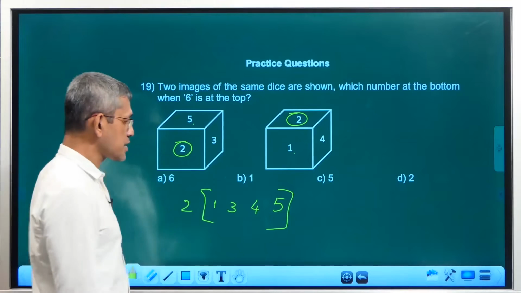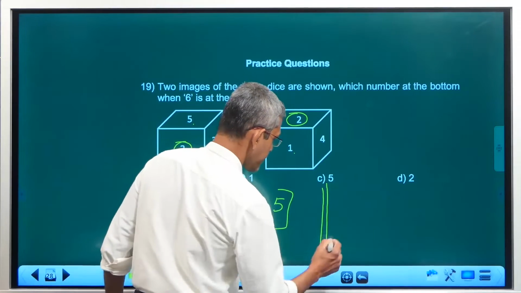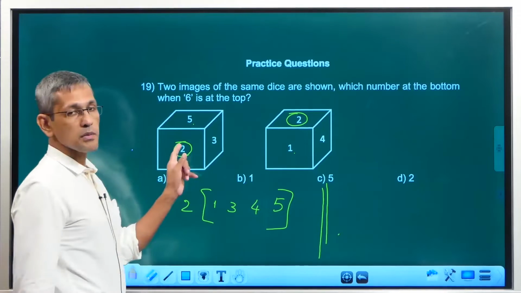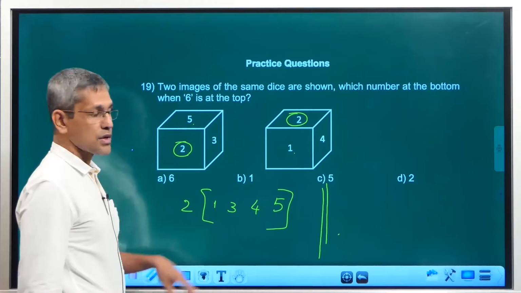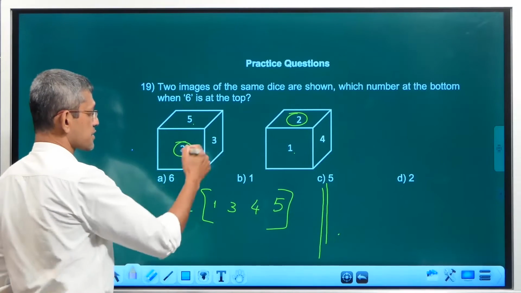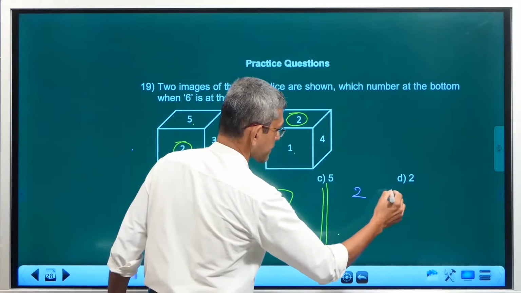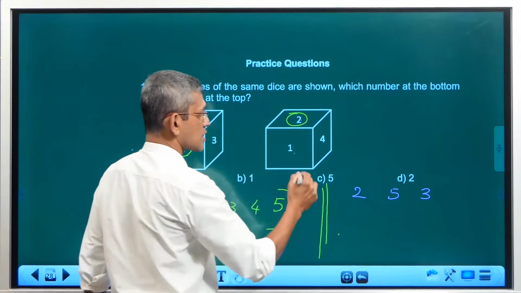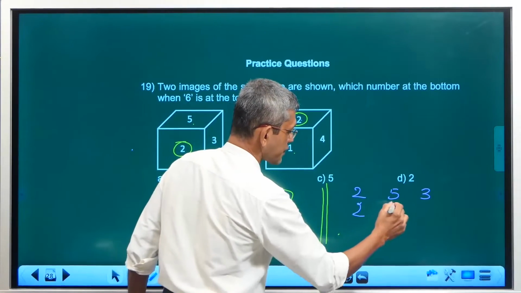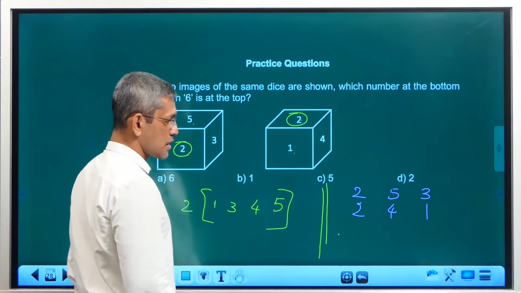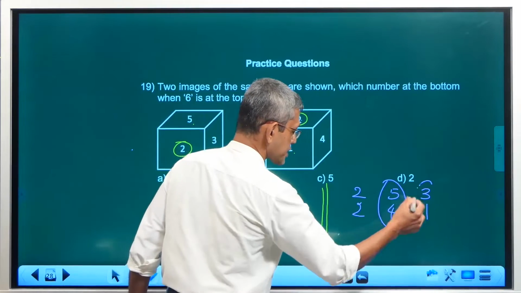That's the same thing we do over here. It's a similar thing. What is it? Apply rule number 4 between these two images. Rule number 4. So what is it? 2, 5, 3. So clockwise. 2, 5, 3. And in this case 2, 4, 1. Clockwise. 2, 4, 1. So what we are looking for, 5 is opposite to 4, 3 is opposite to 1.